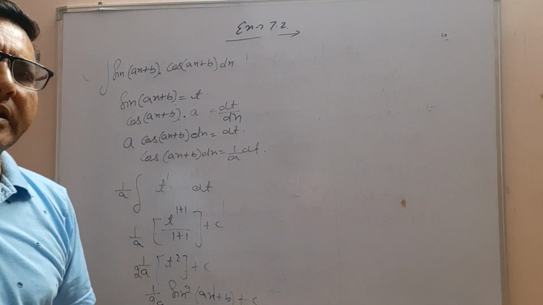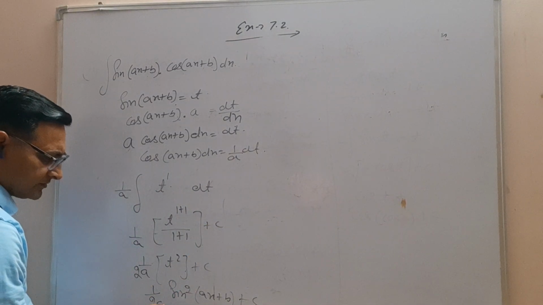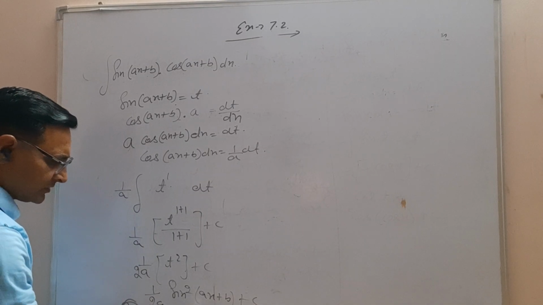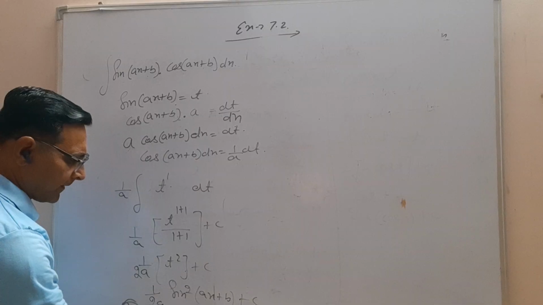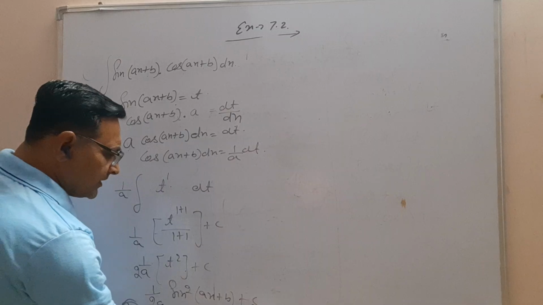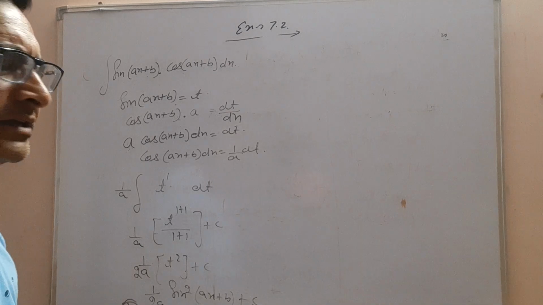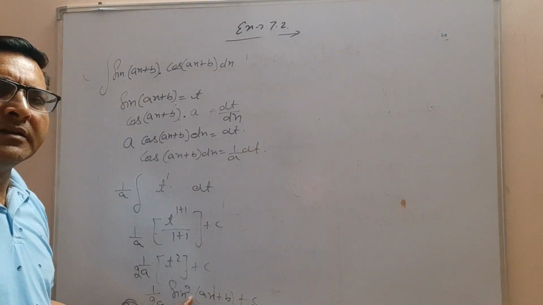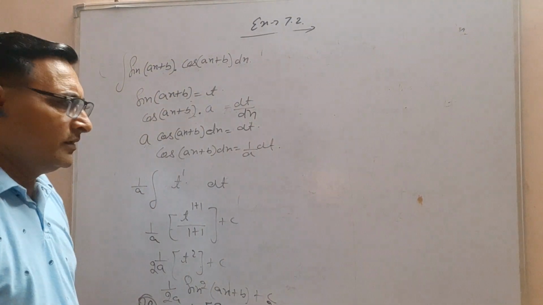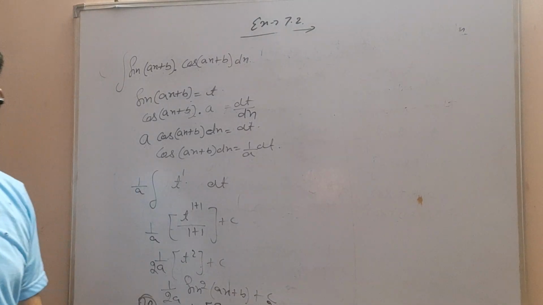You can also write it as 1 by 2a into sine ax plus b whole square plus c. The meaning is same, because always if there is a square, that means this is the square of the function, not the square of the angle. Up to this, it is clear to all of you. I hope all of you understand this.